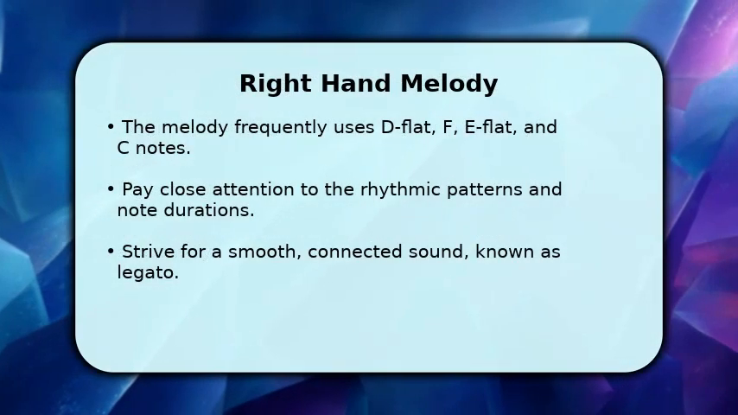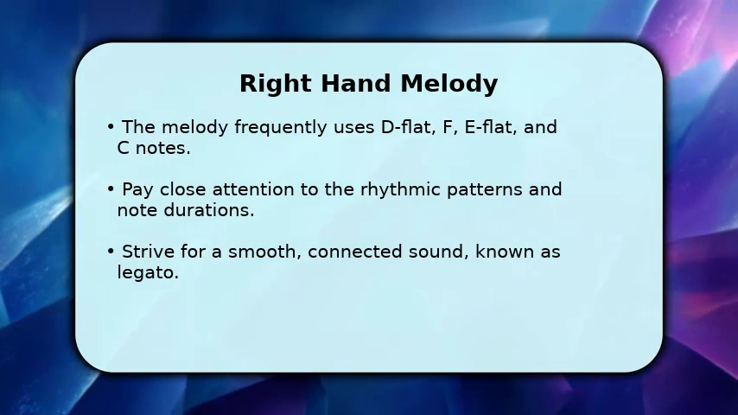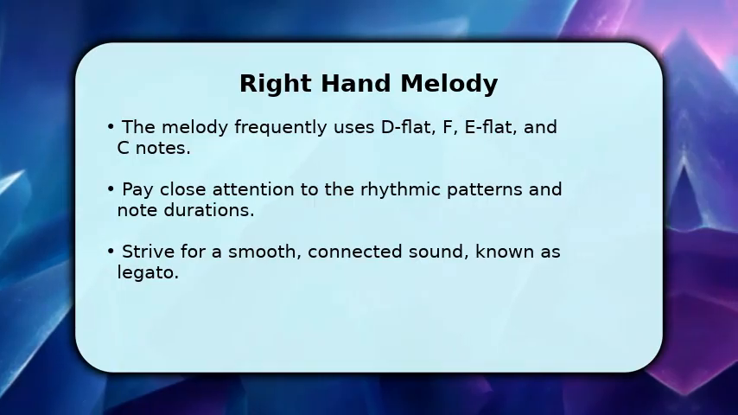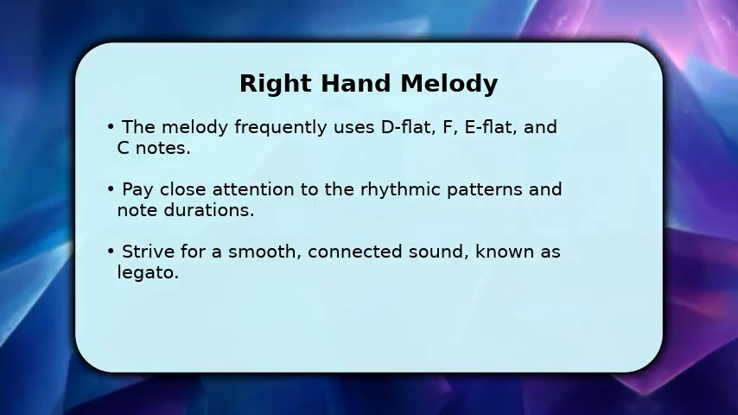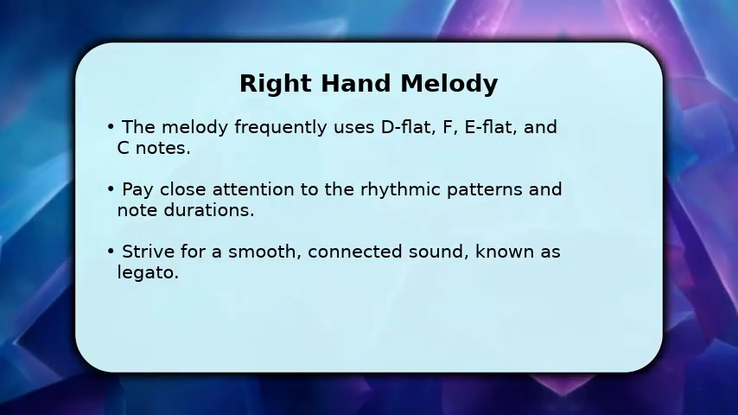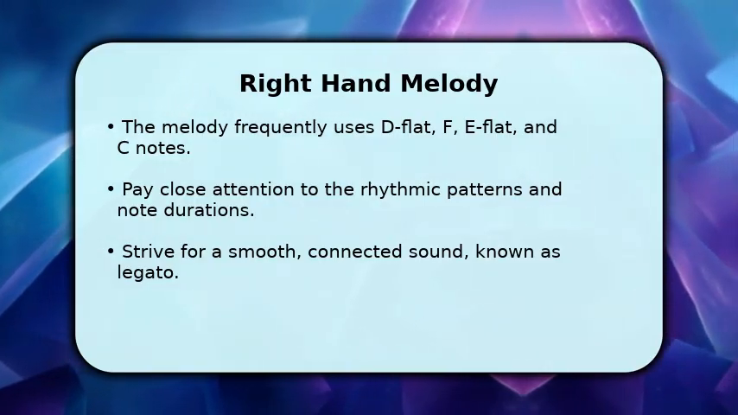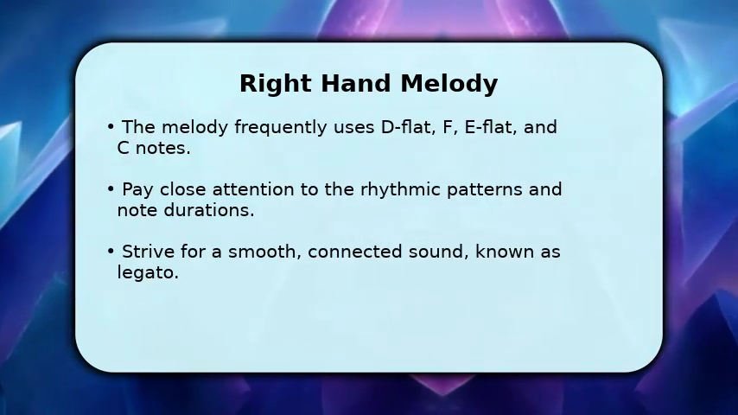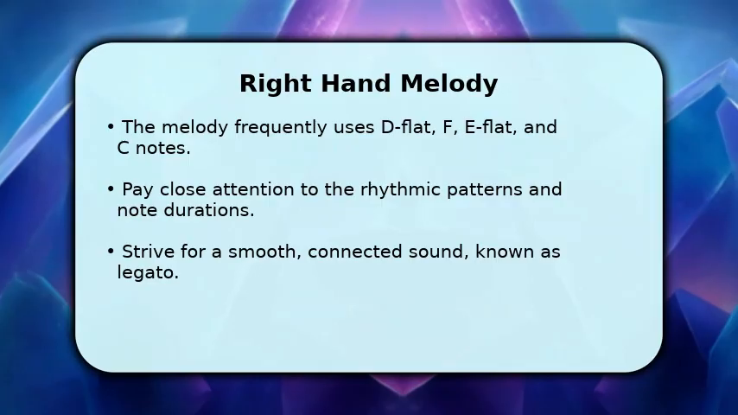For the right hand, the main melody often features a sequence of D-flat, F, E-flat, and C notes. You'll notice the melody jumps between octaves, creating its distinctive sound. Practice these sections repeatedly, ensuring each note is played clearly and with the correct timing. Aim for a fluid motion across the keyboard, connecting the phrases seamlessly.